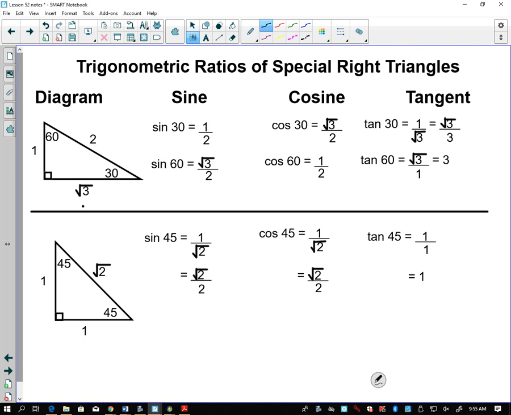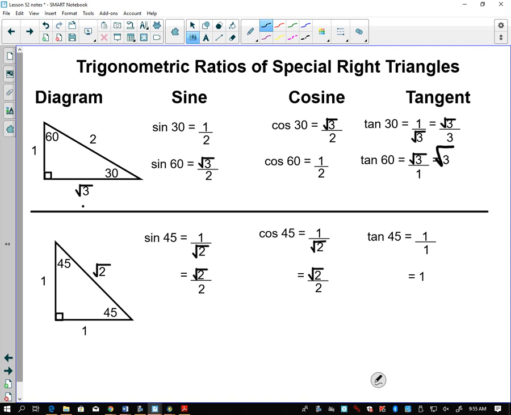The tangent of 60, opposite over adjacent is radical 3 over 1. I don't really need the 1. That should say, sorry, radical 3. Okay. So far, so good. Do we understand 30, 60, 90 ratios?